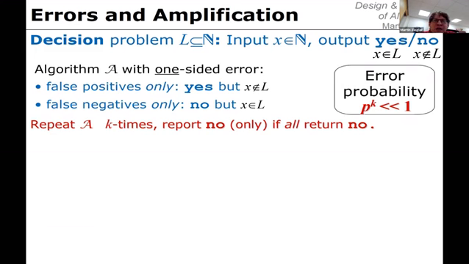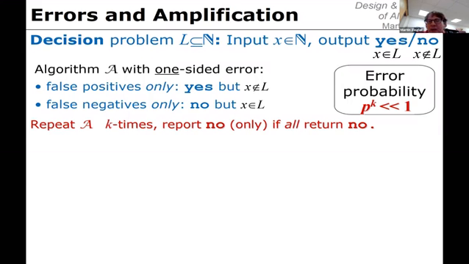Improve the reliability of algorithms with one-sided error. In this case, algorithms having false negatives only. You can simply treat the case where the algorithm A has false positives only. Then, yeah, I leave that to you to figure out, okay?